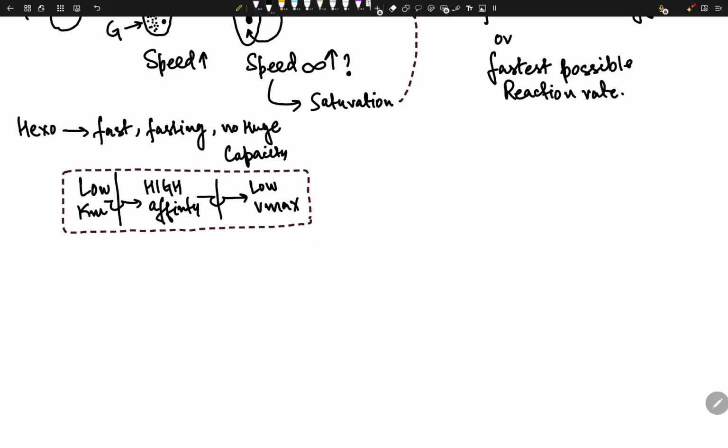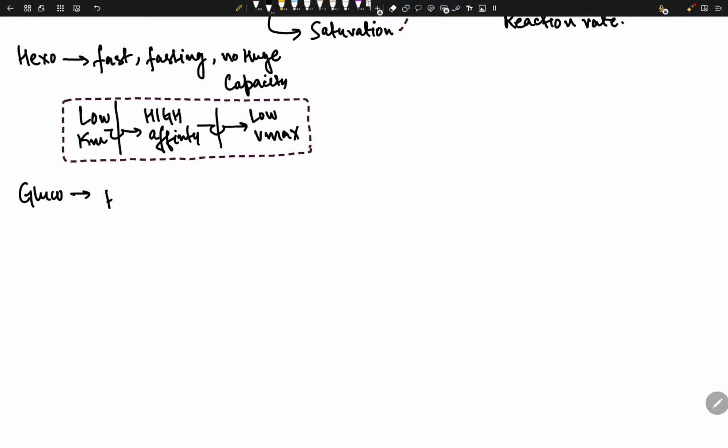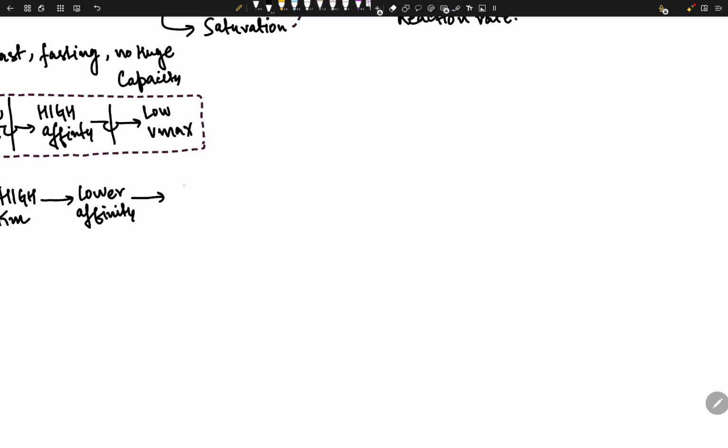Now, what about glucokinase? Well, glucokinase, on the other hand, Mr. Glucokinase needs, right, to wait and then after the meal remove a huge amount of glucose. Therefore, Mr. Glucokinase needs to have first a high Km value, and then because it has a high Km value, it will have lower affinity for glucose. That's how it'll wait, right?